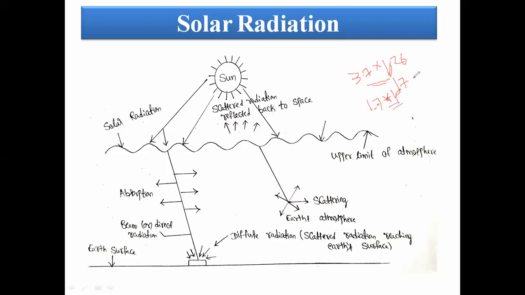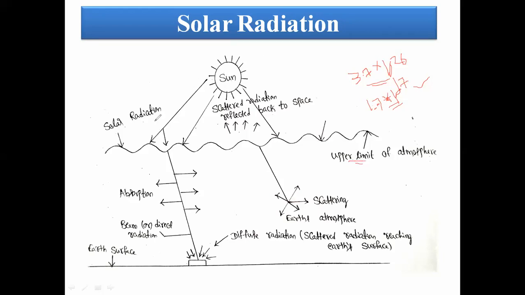If you utilize it completely, there is no need to depend on other energy sources. With the help of solar, you can satisfy the whole demand. Here there are two layers: one is the Earth's surface, and another is the sky hemisphere, which is the upper limit of the atmosphere.